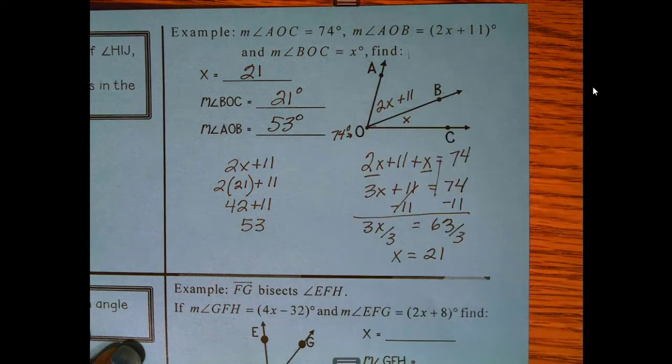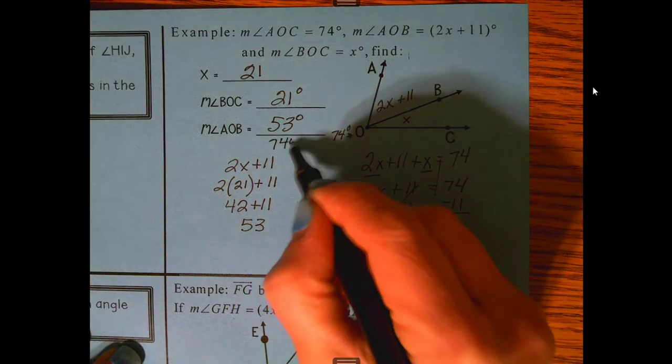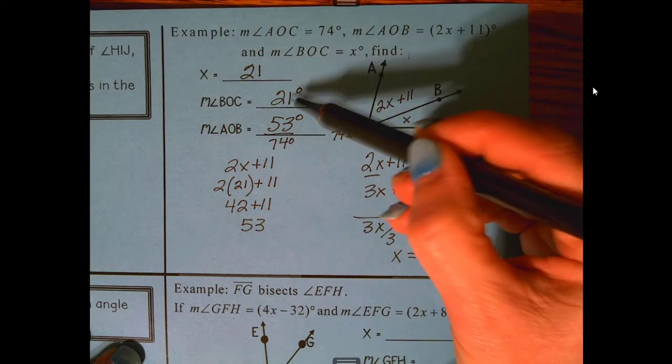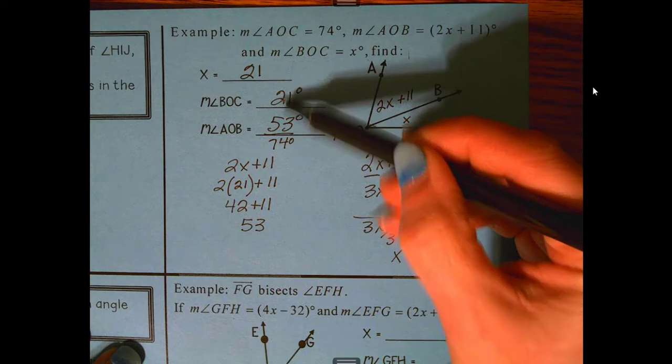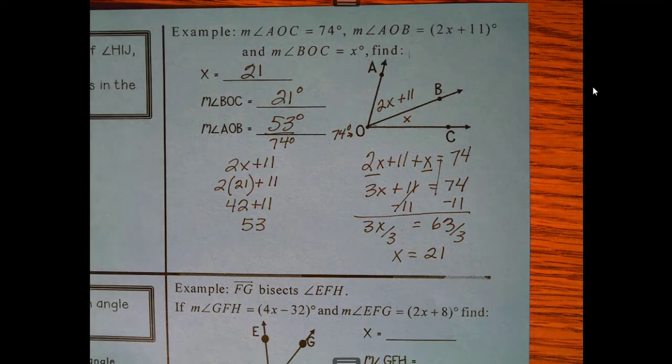And don't forget the little degree sign. Now, if I add that together, that should give me 74 degrees. And yes, indeed it does. 1 plus 3 is 4, 2 plus 5 is 7. And that's what the whole big angle was equal to. So I know I solved that correctly.